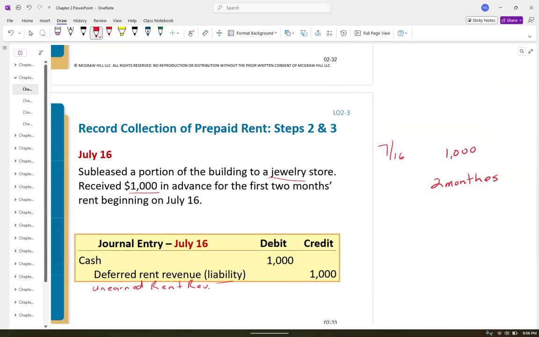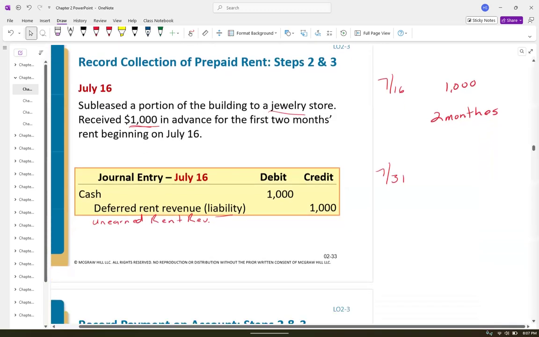It is a liability. It is not revenue because on this date, when they gave the cash, we haven't earned any revenue. When we go to make a journal entry, an adjusting entry, 7/31, then yes, we're going to adjust a half a month out and we're going to say, hey, we've earned that half a month of rent. Okay.